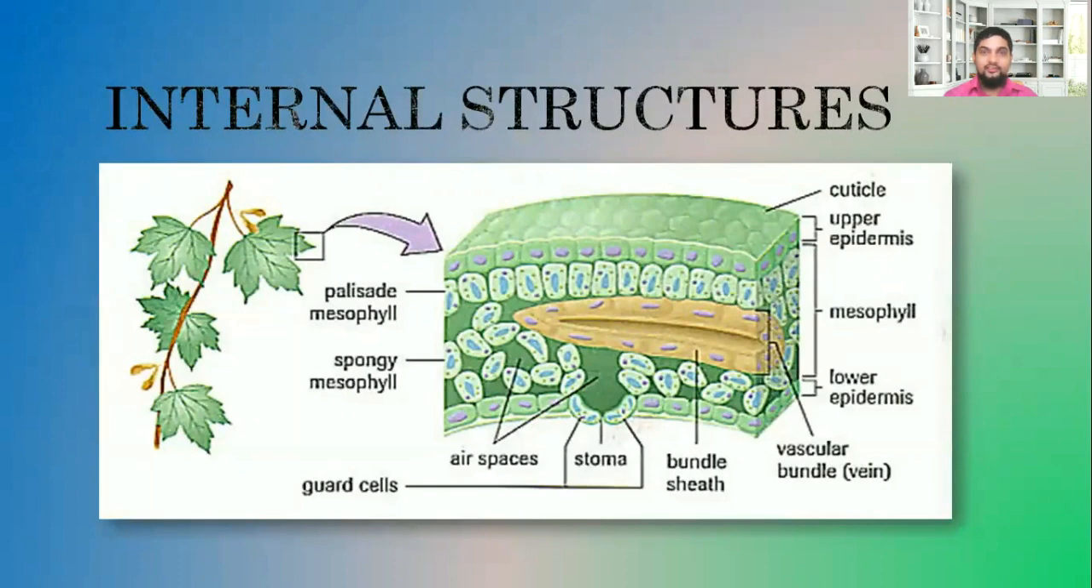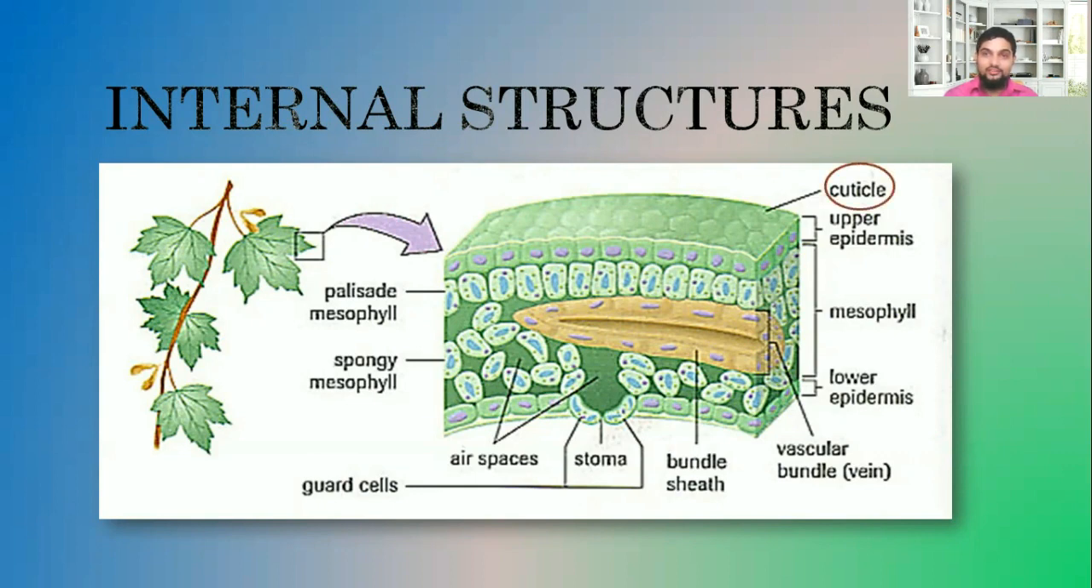Here we have the internal structures of the leaf. This is when you cut the leaf, you take a section of the leaf and you place it under a microscope, a very powerful microscope. Of course, what you would see is not as neat as you are seeing currently, but this is the animated drawing of the internal structure of a leaf.